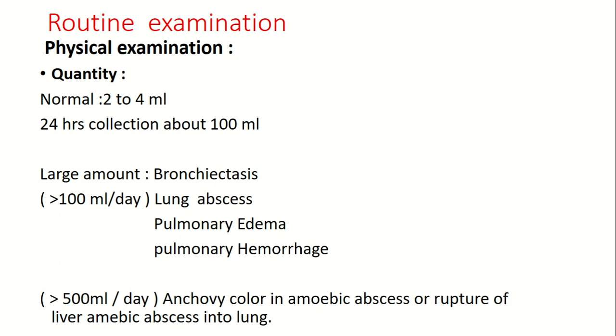Now start with physical examination. Normally 2 to 4 ml is seen in a 24-hour collection. A large amount, more than 100 ml per day, is seen in bronchiectasis, lung abscess, pulmonary edema and pulmonary hemorrhage. If it is more than 500 ml per day with typical anchovy sauce color, it is seen in amoebiasis. So these are the parameters regarding quantity.